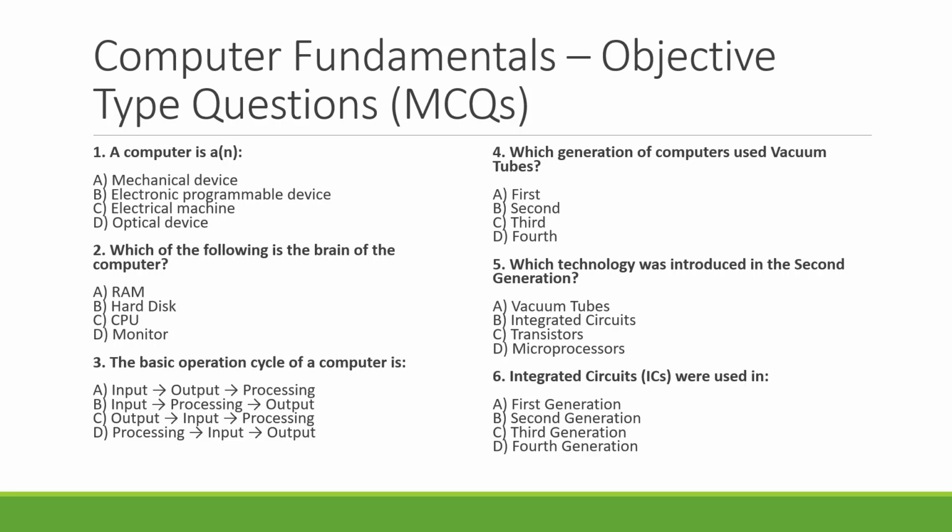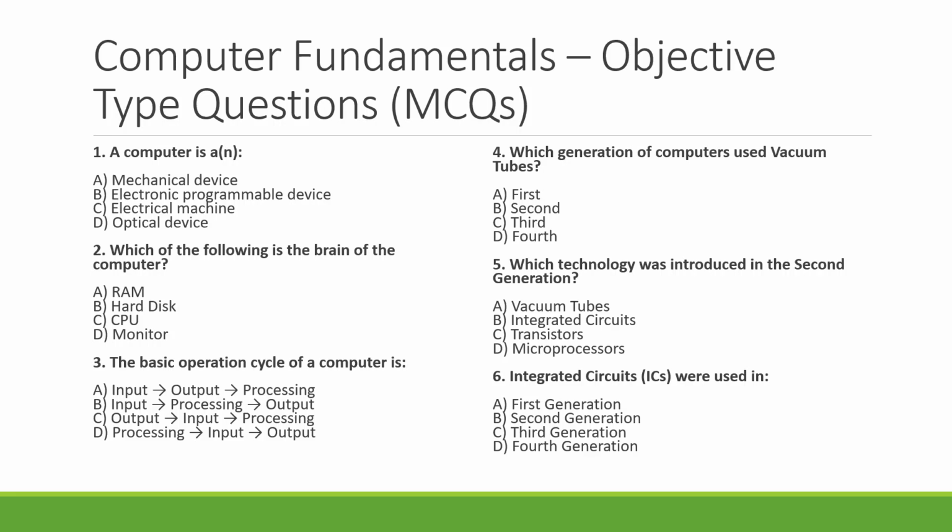so option C. Next, the third one is the basic operation cycle of a computer. The computer takes data from the user through the input devices, then processes it and produces the output. The correct answer is option B, input to processing, then output. Next, the fourth one is, which generation of computers used vacuum tubes? In the first generation of computers, they used vacuum tubes. The correct answer is the first generation of computers.